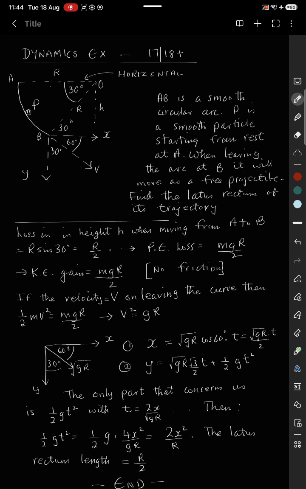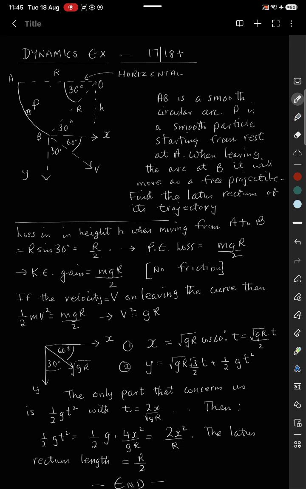And y will equal square root of gr times square root 3 over 2 times t, square root of 3 over 2 being the sine of 60, plus half gt squared.